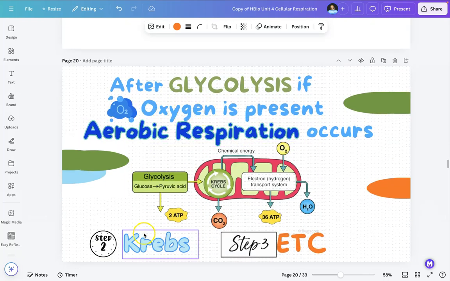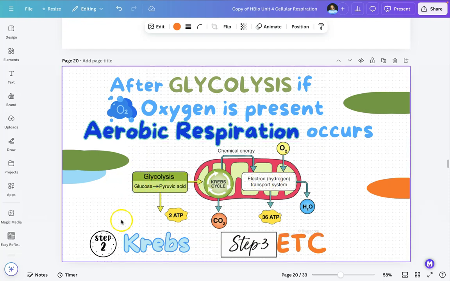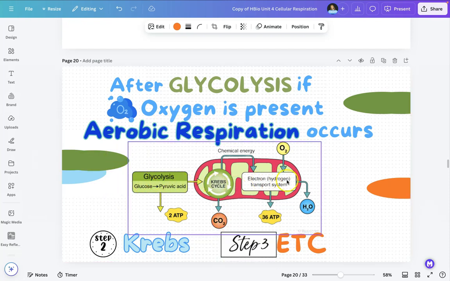Okay, so we left glycolysis. Oxygen is floating around, so cellular respiration will continue, and it's going to go into Krebs and then ETC. Krebs right here, ETC right here. So this is your visual. We're in the cytoplasm. We go to Krebs, we go to ETC.